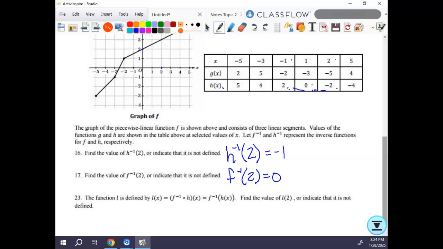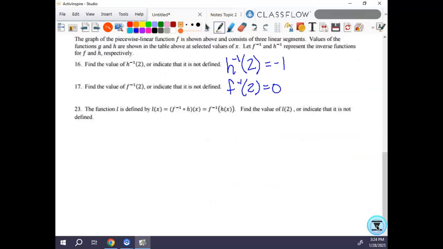Okay, so then I have, find the value of L of 2. Okay, so this tells me, come down here a little bit. F inverse of H of X, which I would prefer to write that way anyway, that's equal to L of X, right? So that means that L of 2 is equal to F inverse of H of 2. Okay, just substituting it straight into there.